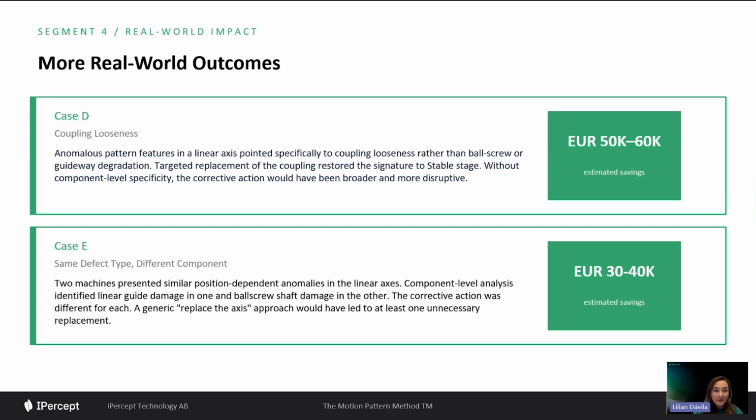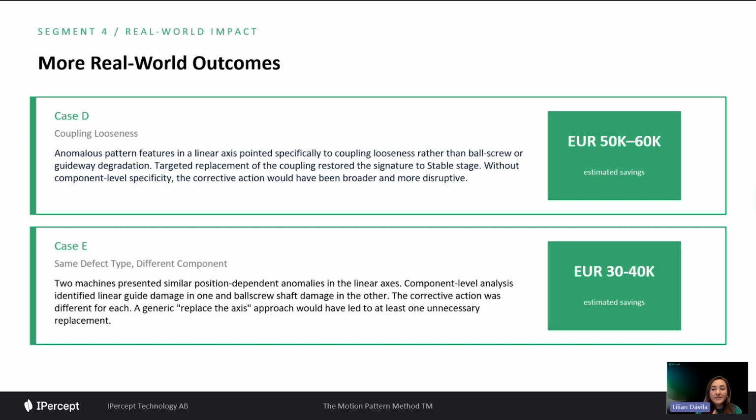And we have then case E, which is the same defect, 2 different components. We have 2 machines in production, both showing similar position-dependent defect anomalies. If you looked at the symptom alone, you would see that maybe they could be treated as the same failure mode. But the component level analysis identified linear guide damage in one machine and ball screw shaft damage in the other machine. These are, of course, different root causes, which lead to different corrective actions. A generic "replace the axis" here would have led to at least 1 unnecessary replacement. So the estimated savings are 30 to 40,000 euros.